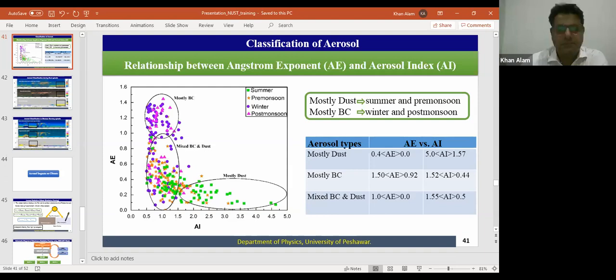However, during the other seasons, there is a mixed scenario. So we have some long-range transported aerosol as well.